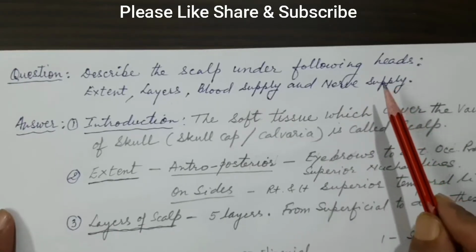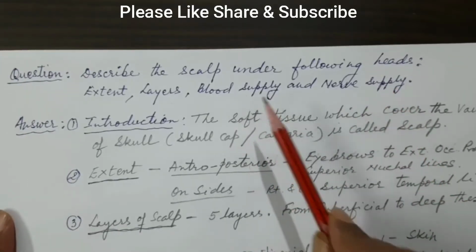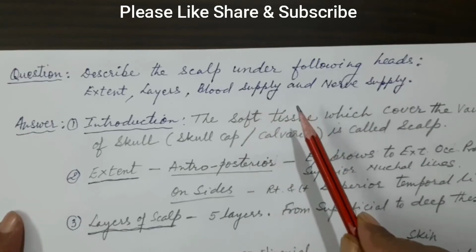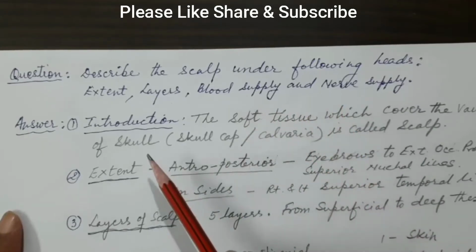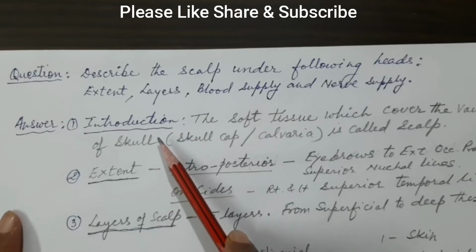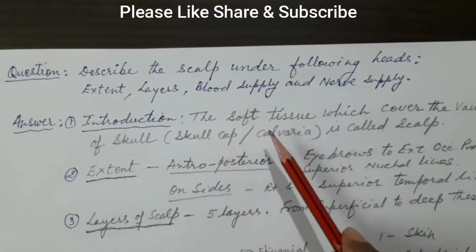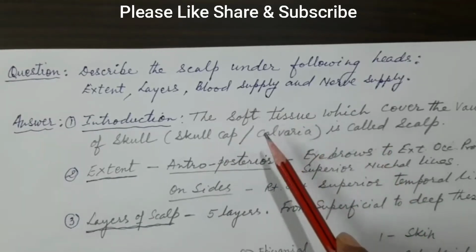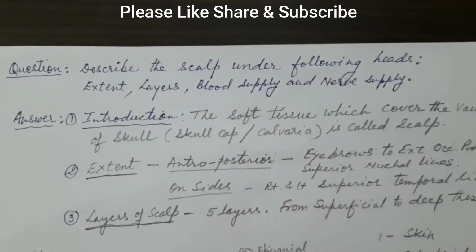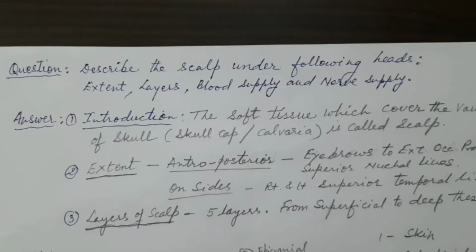Now, to begin with, I have to define what the scalp is. In the introduction, let us learn what the scalp is. It is the soft tissue which covers the vault of the skull. Vault of the skull means the skull cap and the calvaria.